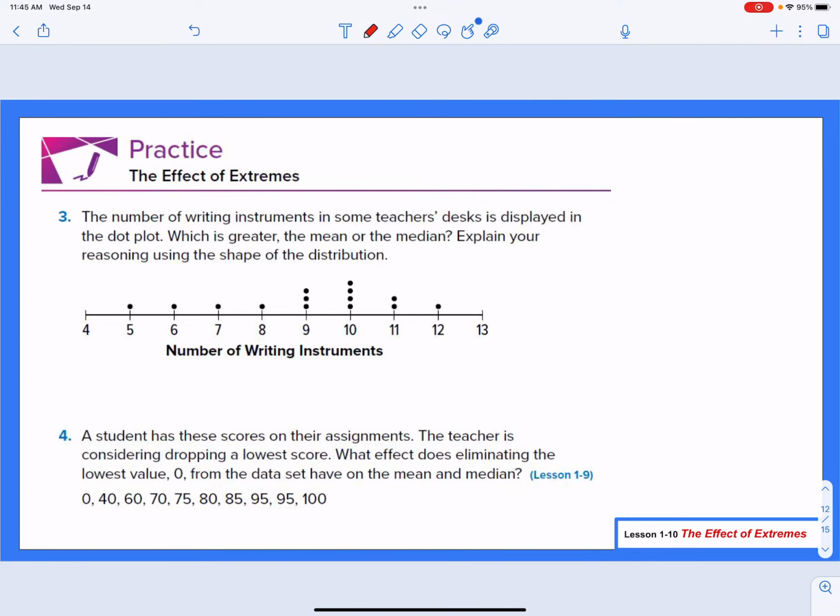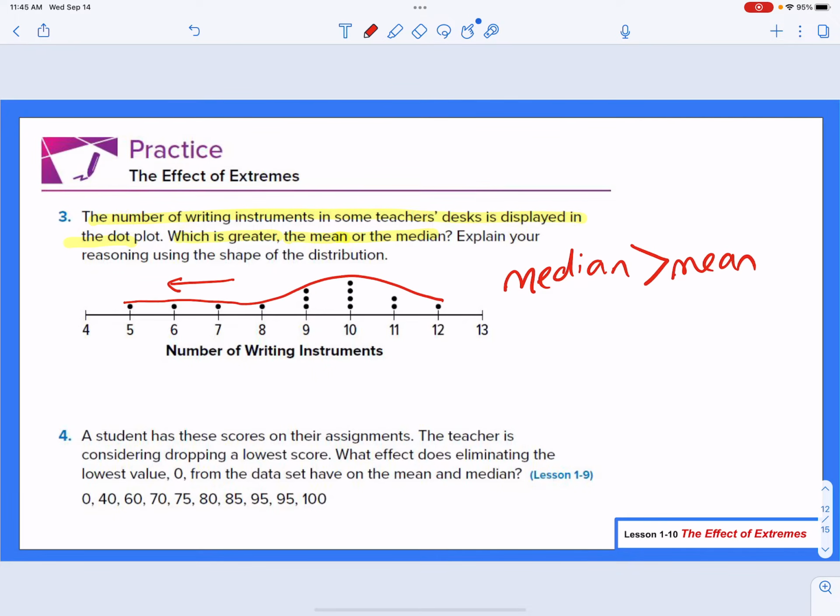The number of writing instruments in some teacher's desk is displayed in the dot plot. Which is greater, the mean or the median? Explain your reasoning using the shape of the distribution. So our shape says we're going to go this way and we're going to go up and down. So we can see that we are skewed to the left. Because we're skewed to the left, that tells us that our median is going to be greater than our mean.